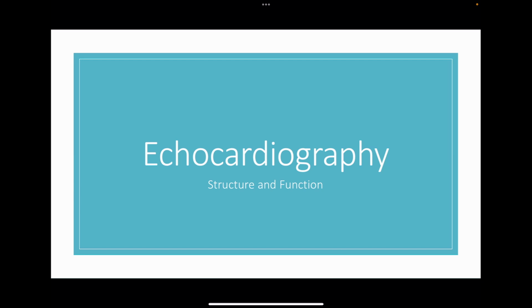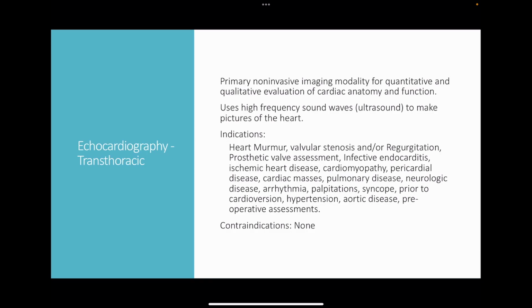So moving on to echo, we're looking at structure and function. There are really 2 types of echoes we're going to talk about. The first one is your transthoracic. This is your normal echo. The probe is on the outside of the chest, looking down and looking at the structure of the heart.